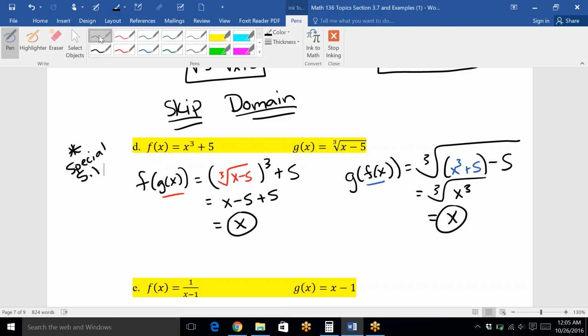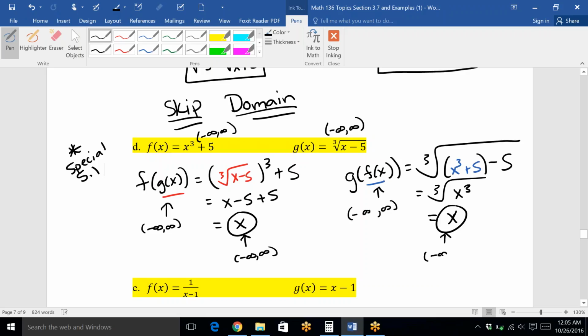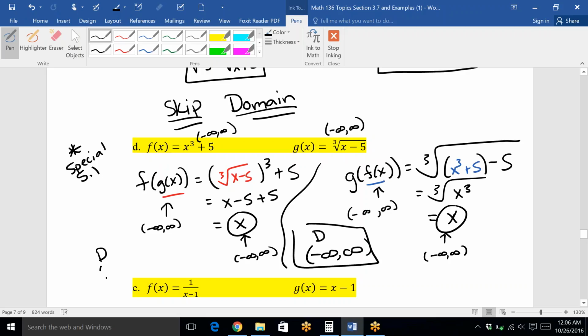So domain-wise, this isn't too bad because this is a polynomial, so it's all real numbers. Odd roots also have a domain of all real numbers. So the interior function for both of these is going to be all real numbers. The final result is also a polynomial, so that's all real numbers. Same thing here. Interior result is all real numbers. End result, all real numbers. So across the board, the domain for both of these situations is all real numbers. So cubed roots and cubes don't have any issues really.